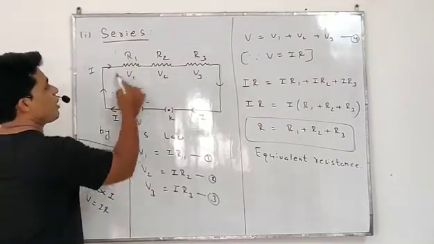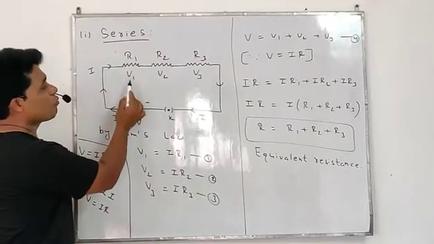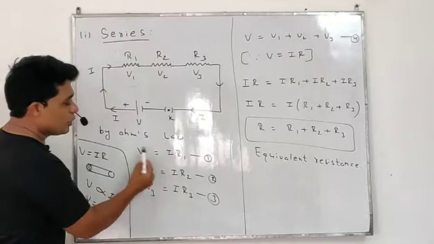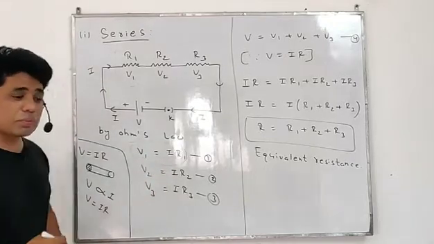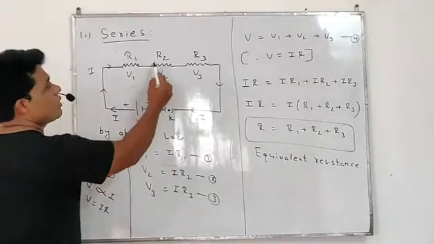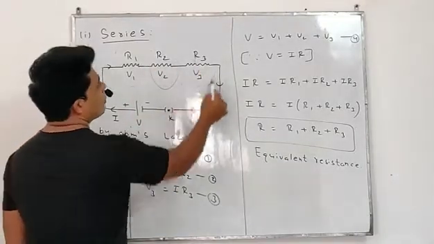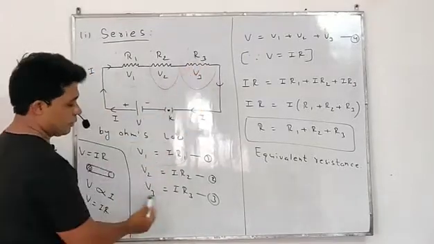I'm going to apply it for the first wire. V1 is the potential of the first wire, and the current is I. So V1 equals IR1. This is Ohm's law for the first wire. Similarly, we can apply it for the second and third wire. For the second wire, it should be V2 equals IR2, and for the third, V3 equals IR3.